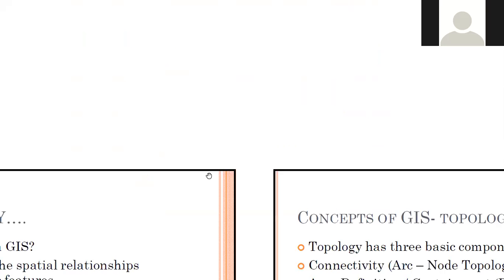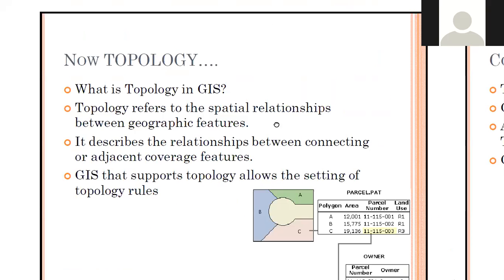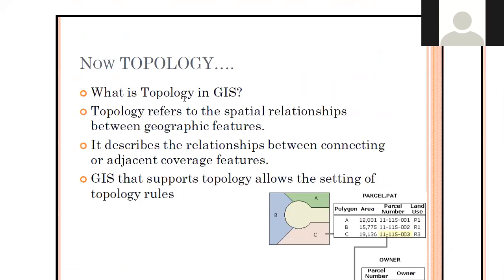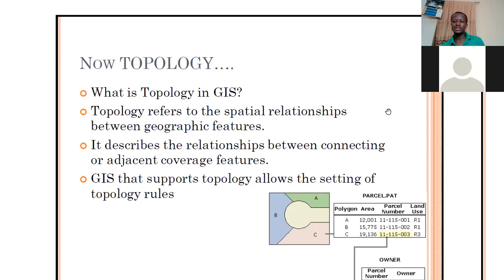Okay. So let's look at topology and what it is. What is topology in GIS? So topology refers to the spatial relationships between geographic features, the spatial relationships between geographic features. Okay, so there you go.